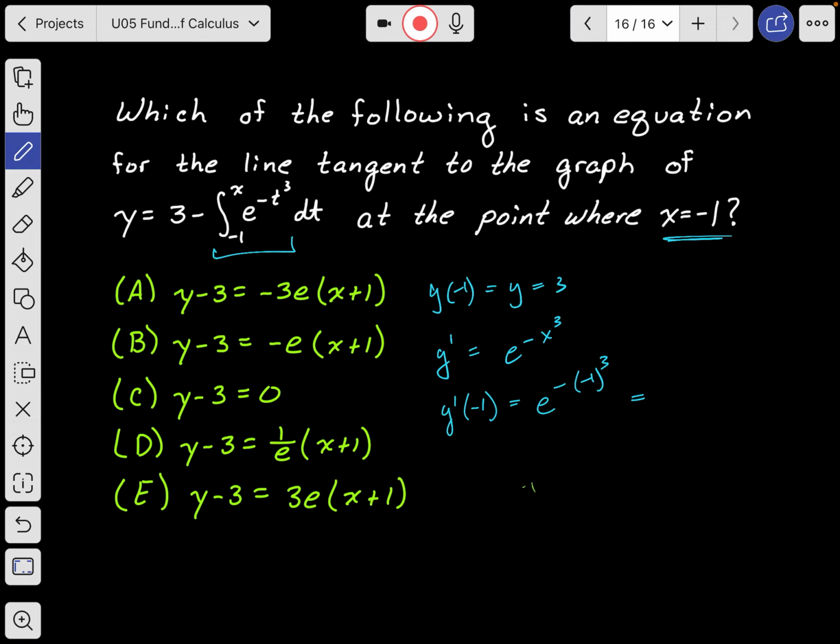Hold on, let me back up. Take a look at my notes. Oh, I guess I forgot the chain rule. Dang. Should have had a negative on it. All right, sorry, my bad. So this is going to equal negative e. Now we can write our tangent line. So y minus 3 is equal to negative e times x plus 1. And that's done.